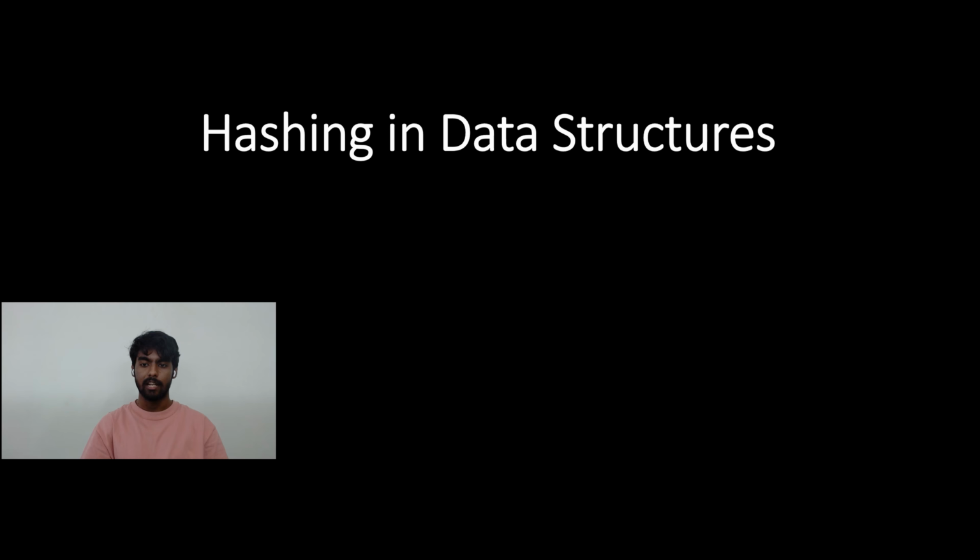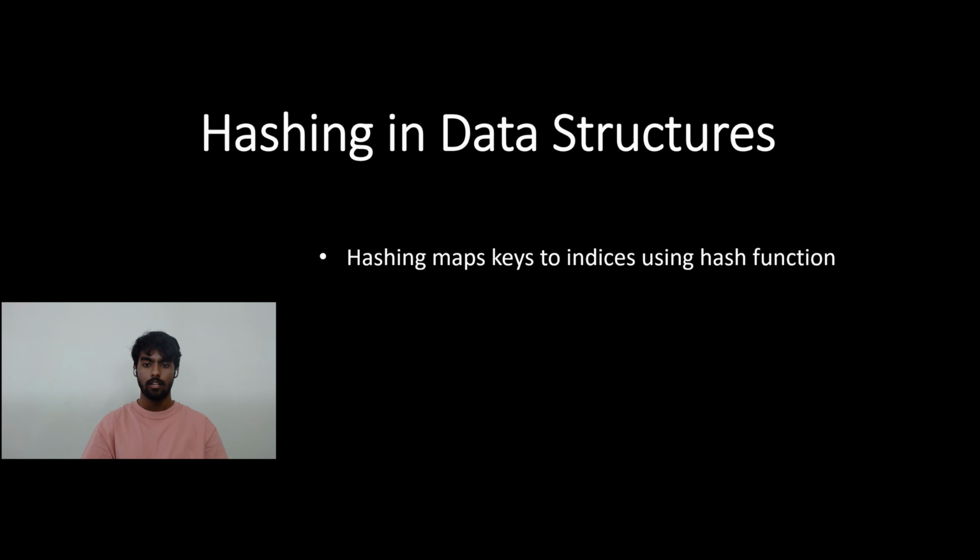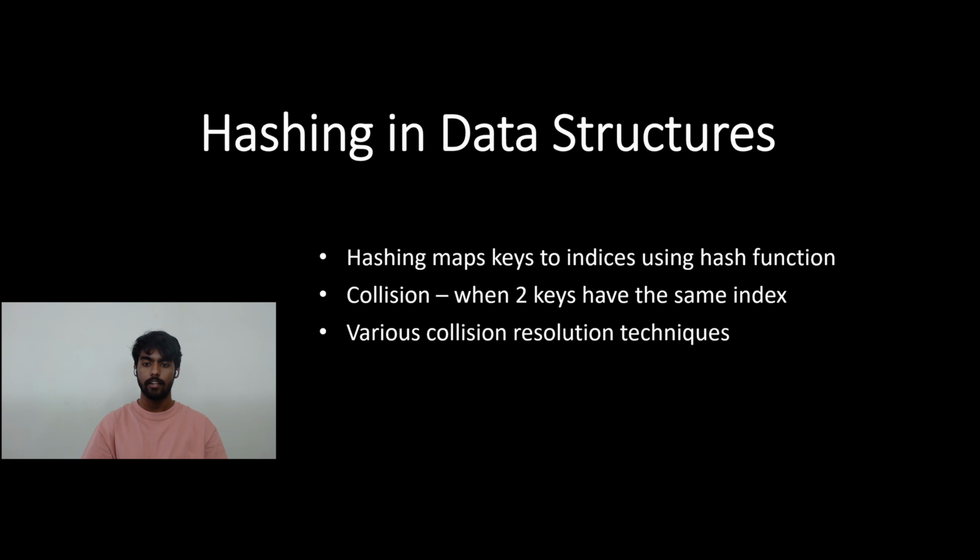Hashing is a technique that maps keys to indices in a table using a hash function. Collision occurs when two different keys map to the same index. To resolve collisions, various methods are used to store and retrieve data, which we will explore in detail.